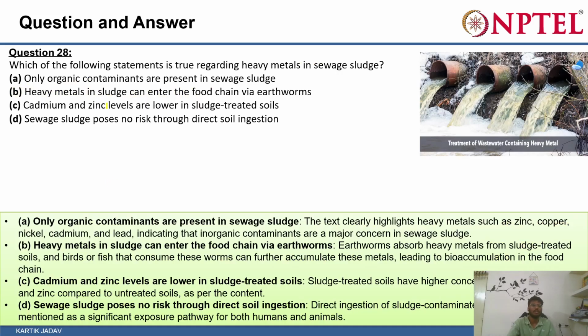Question number 28. Which of the following statements is true regarding heavy metal in sewage sludge? So, only organic contaminants are present in sewage sludge. Not correct, because it may also contain other inorganic contaminants. Heavy metal in sludge can enter the food chain via earthworms. That is also true. So the correct option for this question is option B.